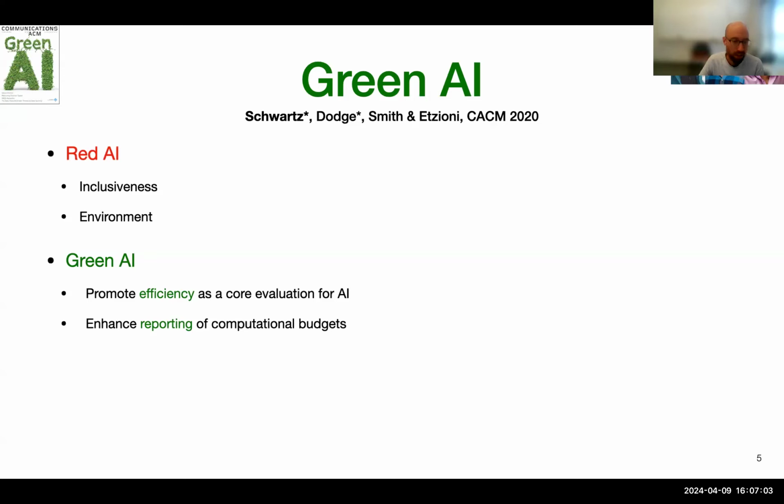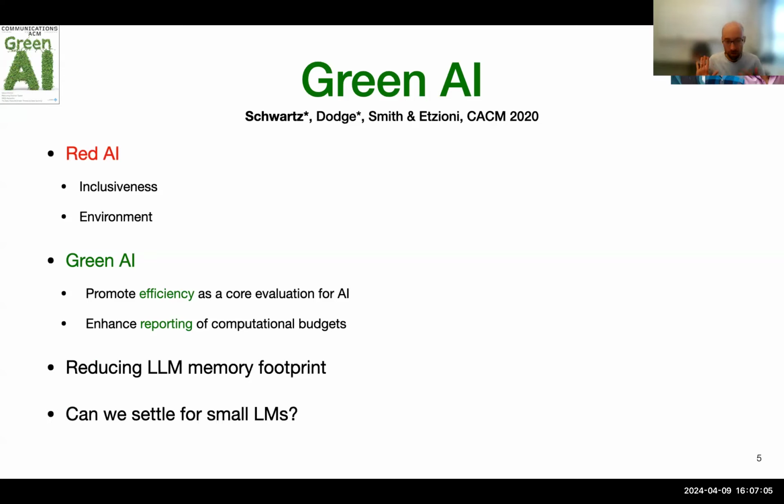In the second part of this talk, I'm going to talk about two of our most recent findings on the topic of efficiency. One talks about reducing the memory footprint of large language models, and the other asks an arguably naive question, but I will show that maybe not so much: can we maybe settle for small LLMs, and maybe they can do as well as large LLMs. So I'll get started with the first topic of red AI.